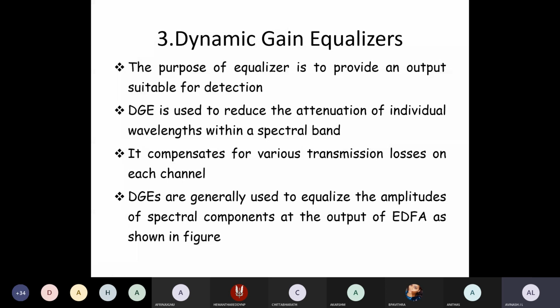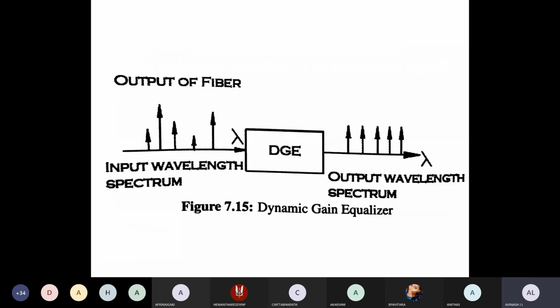It has some features like compensating for attenuation losses. It overcomes channel attenuation. It can add or drop different light components to the networking multiplexer. So these are the other particular things we have.